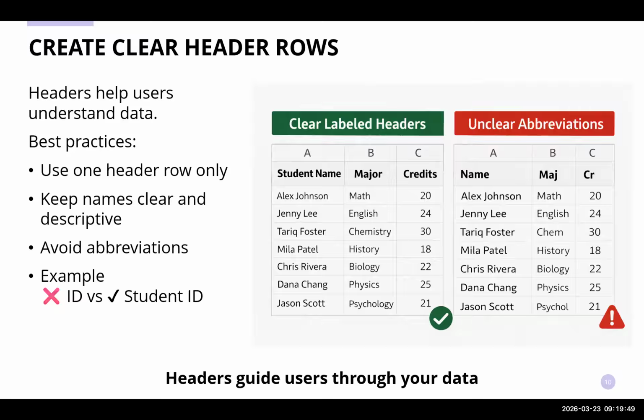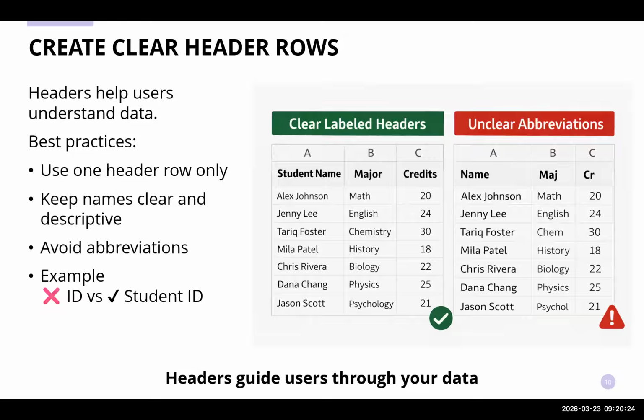First, use only one header row per table, because multiple header rows can confuse screen readers and make the table harder to navigate and even understand. Next, keep your header names clear and descriptive. Avoid vague terms or abbreviations which are not clear. For example, instead of just ID, you can write student ID. That way, anyone reading the table knows exactly what the column contains.